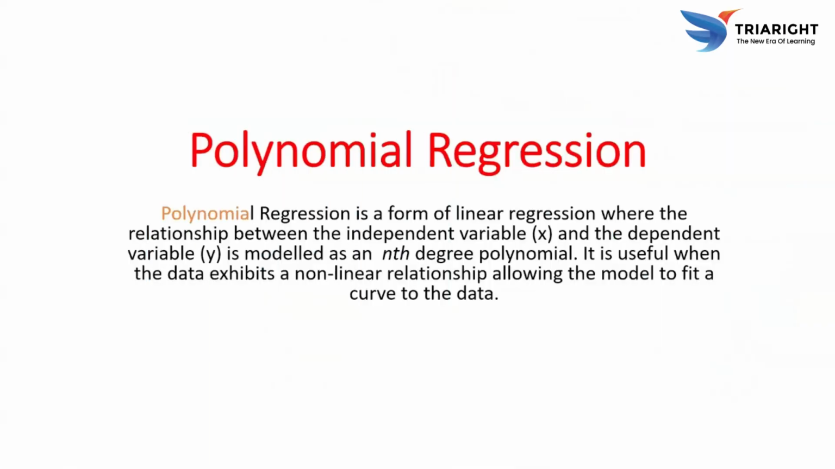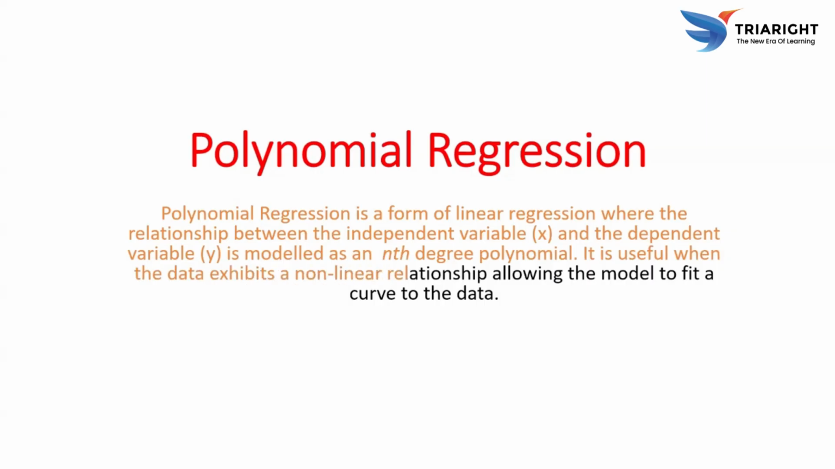So we know the definition as usual. Polynomial regression is a form of linear regression where the relationship between the independent variable x and the dependent variable y is modeled as an nth degree polynomial. It is useful when the data exhibit a non-linear relationship, allowing the model to fit a curve to the data.